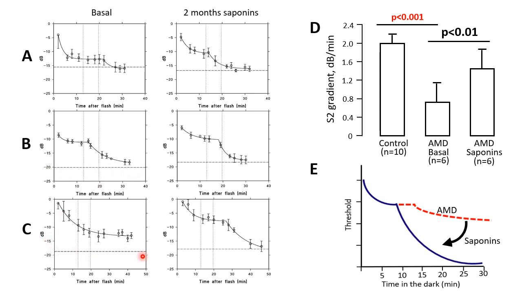At the basal visit, patients A and B showed rod recovery, but at a slower rate. Patient C, on the other hand, did not show any recovery up to the 40 minutes examined. The rate of rod recovery in these patients was significantly slowed compared to the controls, shown here. After 2 months on saponin treatment, the rate of rod recovery was significantly improved, indicating better transport across Bruch's membrane.